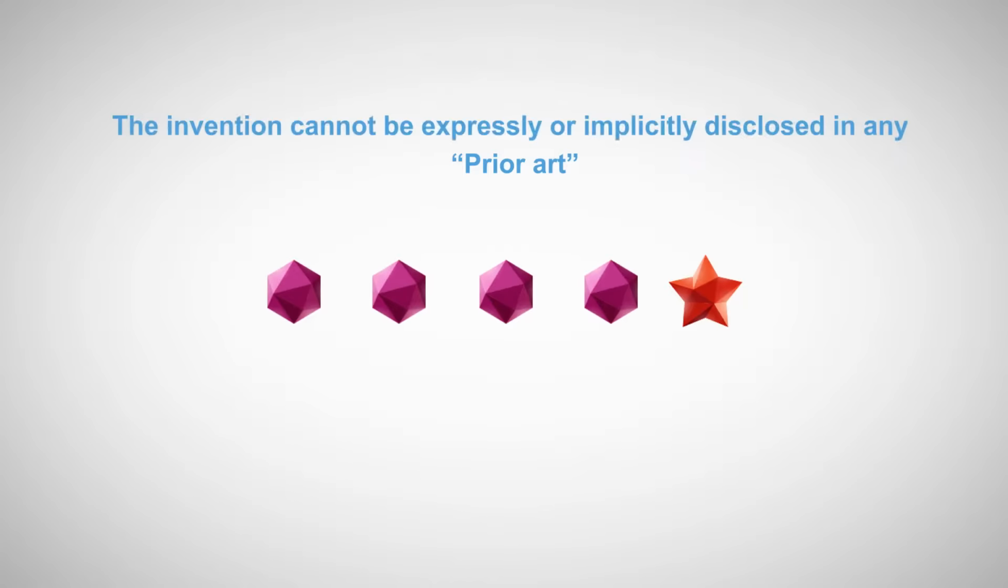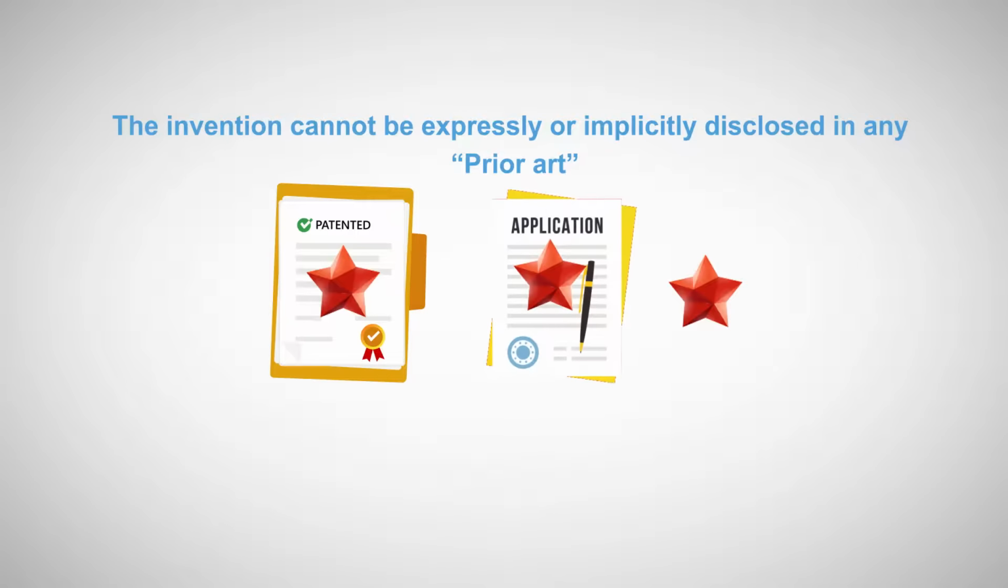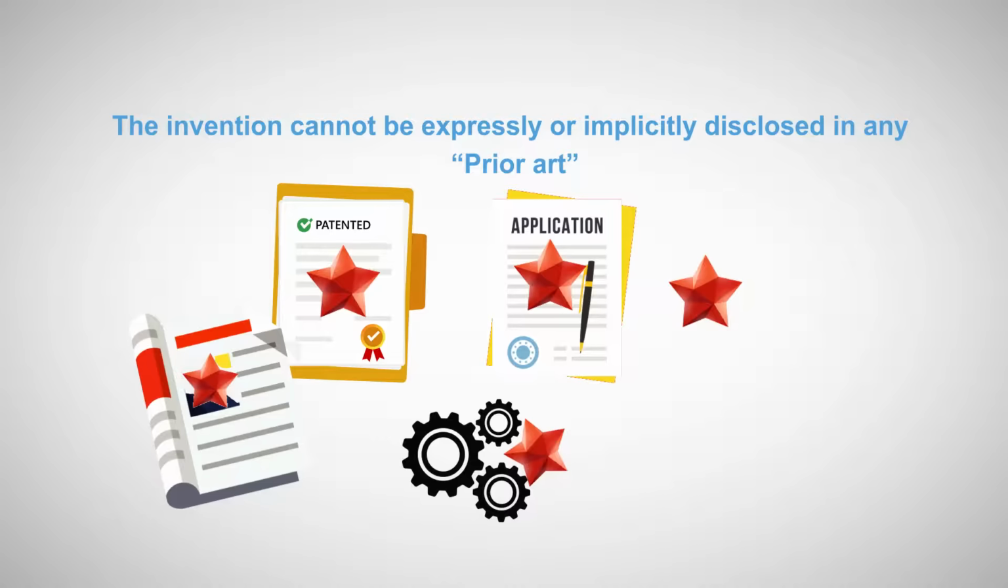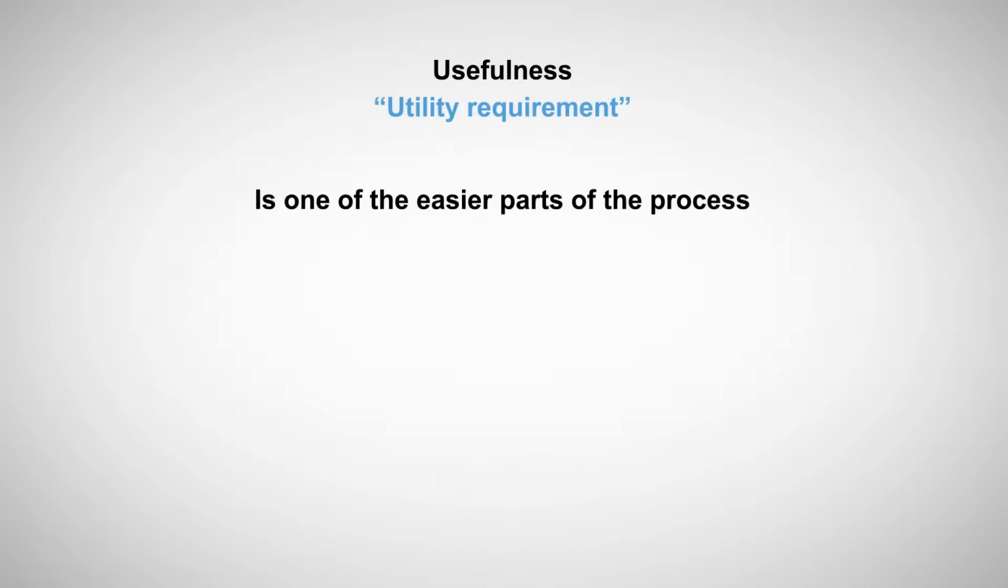The invention cannot be expressly or implicitly disclosed in any prior art references. If there is already a patent for the invention, a patent application for the invention, a description of the invention in a printed publication, or a product in use that already uses the process used by the invention, it does not meet the novelty requirement.